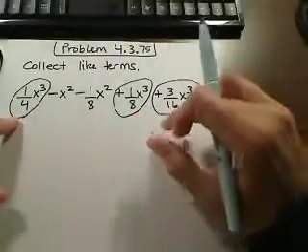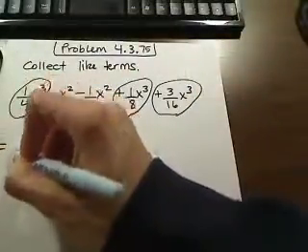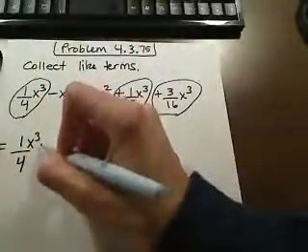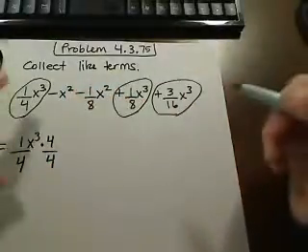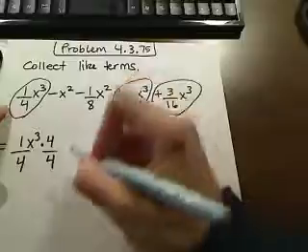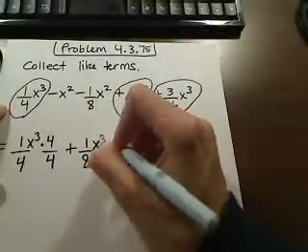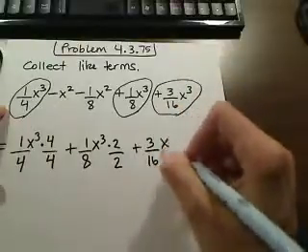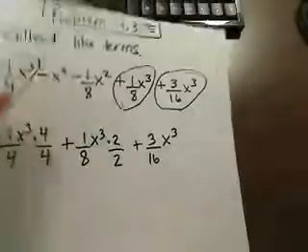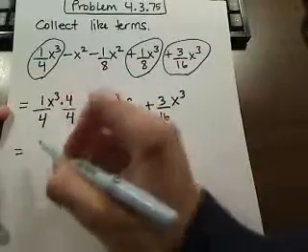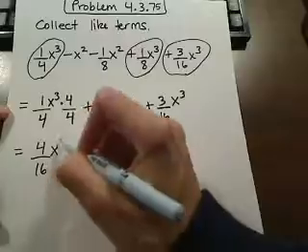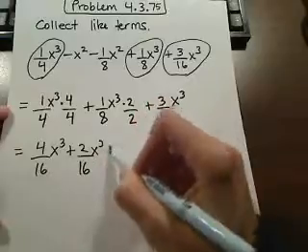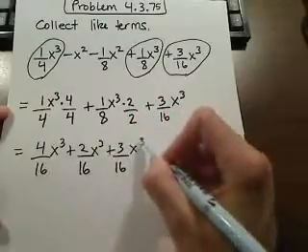They have a common denominator of 16, and so we'll need to get the ones that don't have a denominator of 16 up to a denominator of 16. So I'm going to go ahead and multiply the 1/4 by 4 over 4, and the 1/8 is going to get multiplied by 2 over 2. Okay, so that's going to give us 4/16 x to the third, and 2/16 x to the third, and then 3/16 x to the third.